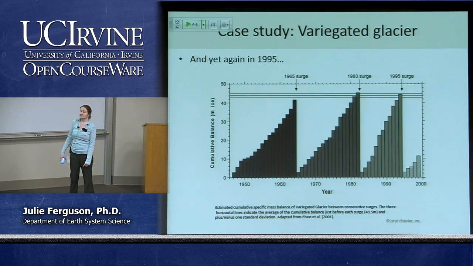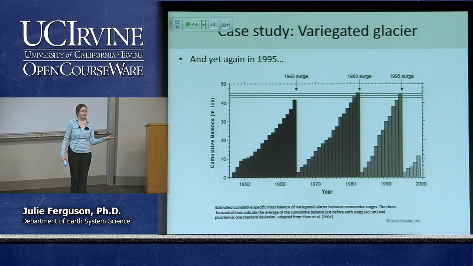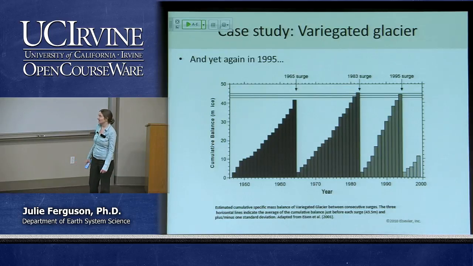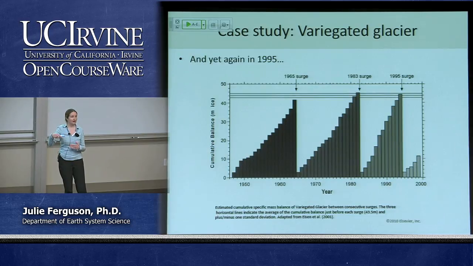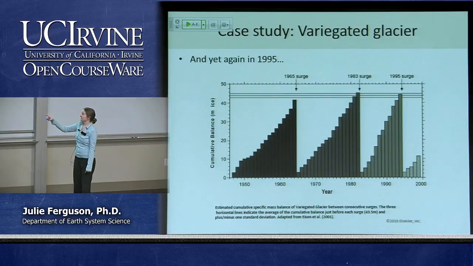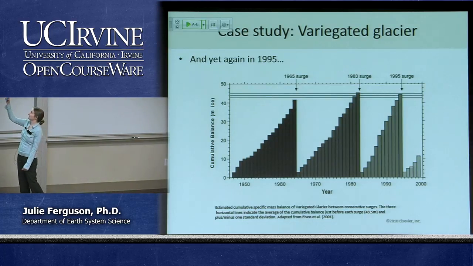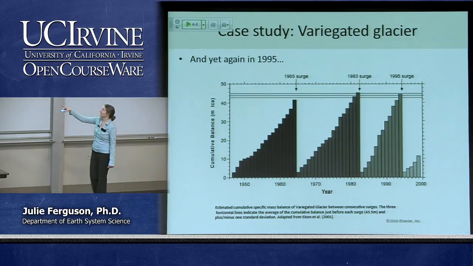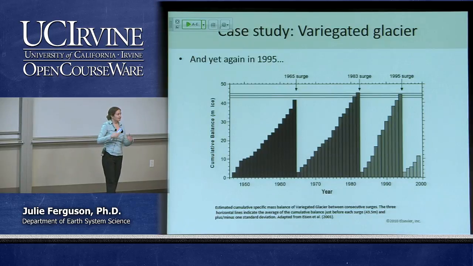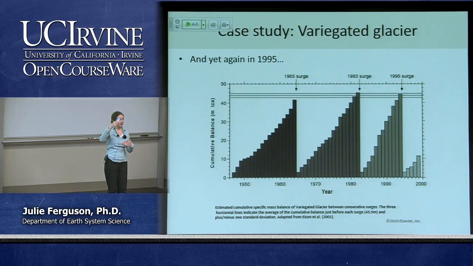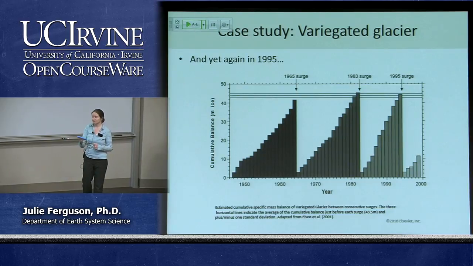Okay, and so yes, we saw a surge in 64, 65, and then again in 82, 83, and unsurprisingly, it surged again in 1995. I couldn't find video for that. But what you can see is that it seems to be something to do with some critical amount of ice. You can see the cumulative mass balance, meters of ice there, and you can see that as it builds up and then all of a sudden it surges in 1965, and then it builds up again, surges again in 83, surges again in 95. And so there seems to be some critical threshold where all of a sudden that will surge.